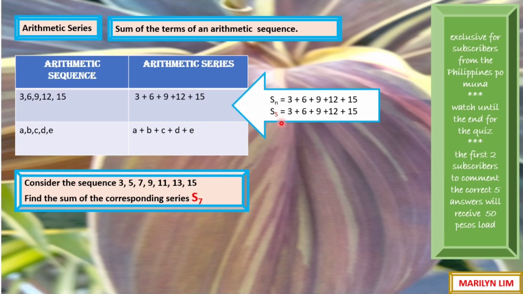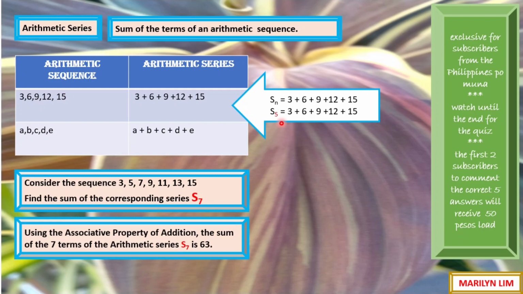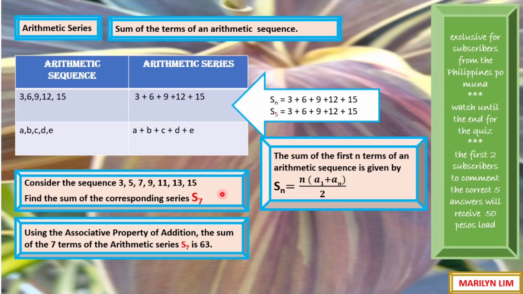So let's continue. Let us consider the sequence 3, 5, 7, 9, 11, 13, and 15. Can we find the sum of the corresponding series, S7? So the sum of the terms, or S7, how can we do that? You just add, using the associative property of addition. The sum of the 7 terms of the arithmetic series is 63. So how do you do that? Just add the numbers. Since the given numbers are 3, 5, 7, 9, 11, 13, and 15, you can use your calculator or add them manually.